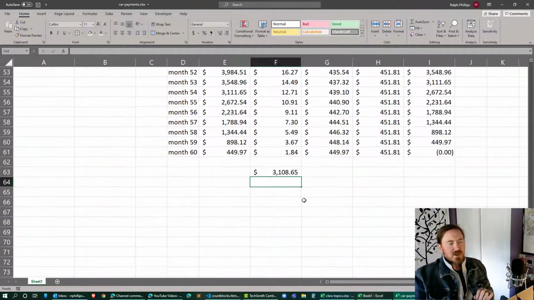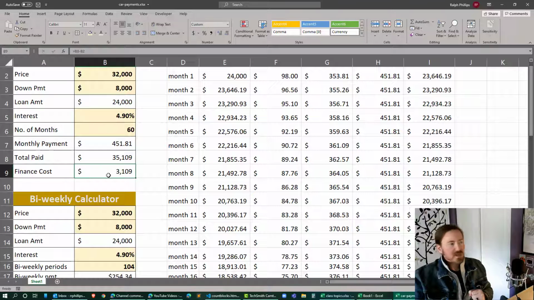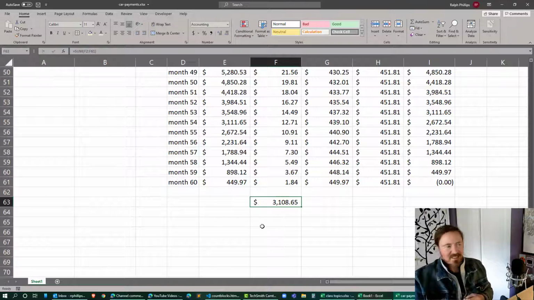and you'll notice that our total interest paid is going to be the finance charge. So $3,108, which matches up with what we had for finance cost a little bit earlier. Don't worry, if I showed the cents on there, we would see $3,108.65 and $3,108.65. So that's our interest charge.